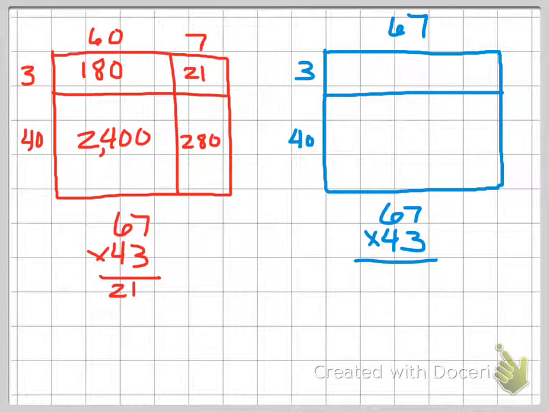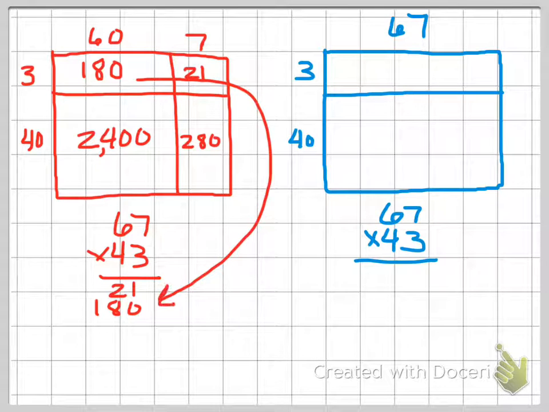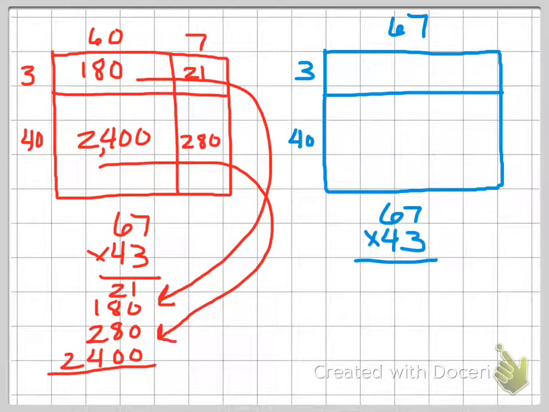And I should be able to look down to my multiplication problem here and see 3 times 7 partial products is 21, and then 3 times 6 tens is 180. And those two come from this top row here. Then I'm going to go to my 4 tens right here. 4 times 7 is 28 tens, or 280. And then 4 tens times 6 tens is 2,400. And that comes from this row here for these two.